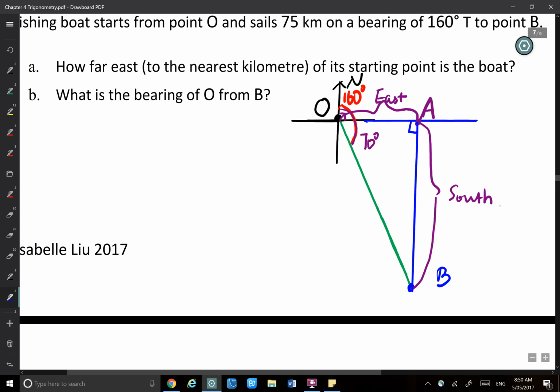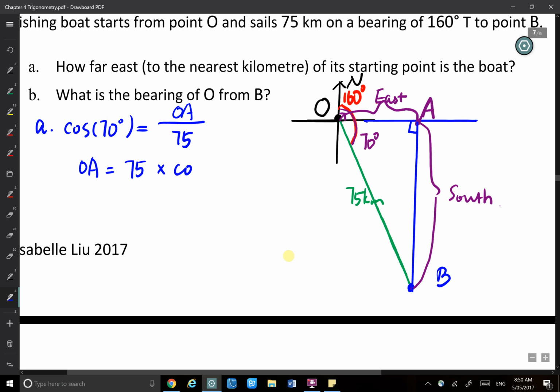I'll connect that, that is 75 kilometers. So what I will have is cosine 70 degrees equals OA over OB, which is 75. Then OA will equal 75 times cosine 70 degrees.